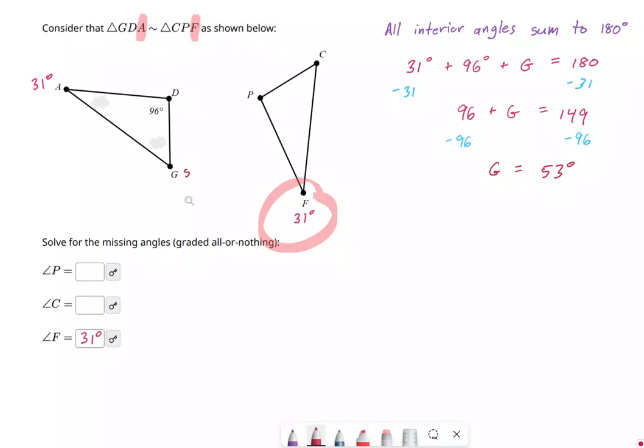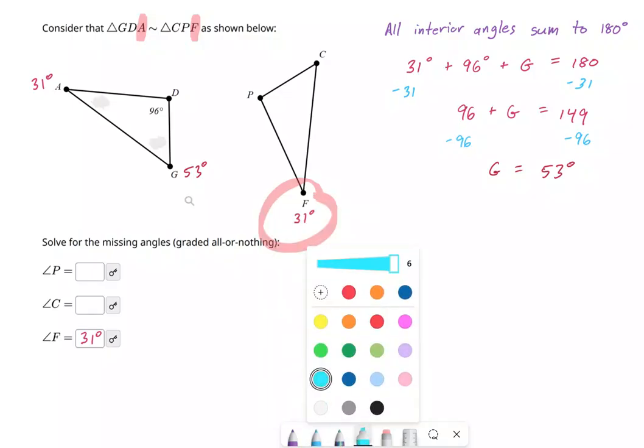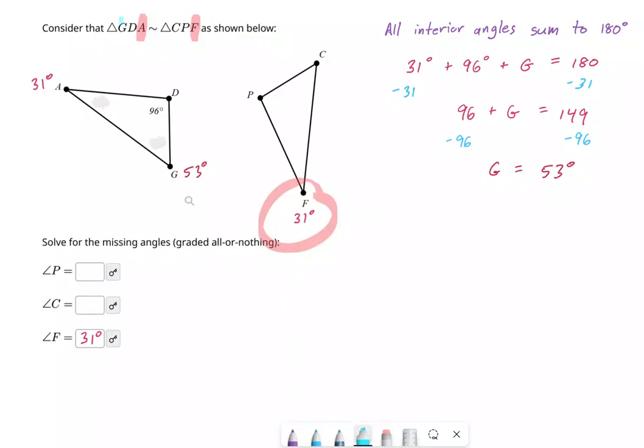Okay, so let's label that on our chart, 53 degrees. And according to my plot, what is that equal to? Well, G is right here, and it says that's similar to angle C. So here we are, angle C right there must be 53 degrees.